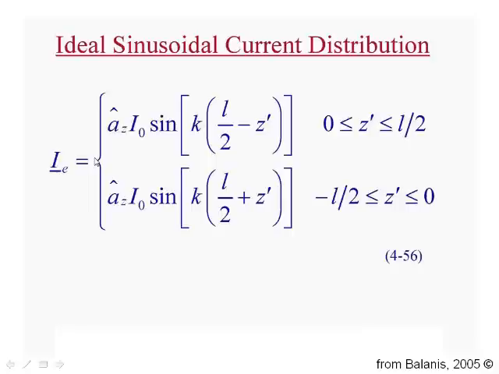And if we take this transmission line analogy, where we peel apart the transmission line ends and then form the dipole, we can state that our current is going to be in the z direction. It's going to have some peak value of I naught, and it'll go as the sine of k times (L over 2 minus z prime). And z prime in this case ranges from 0 to L over 2. Down below, the other half of the dipole, this will go as a_z I naught sine of k times (L over 2 plus z prime).